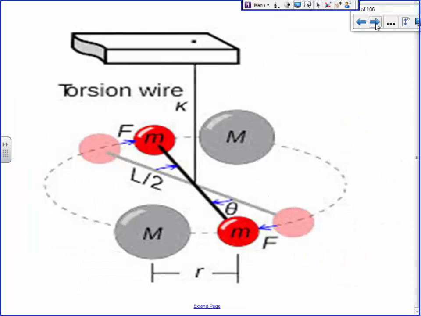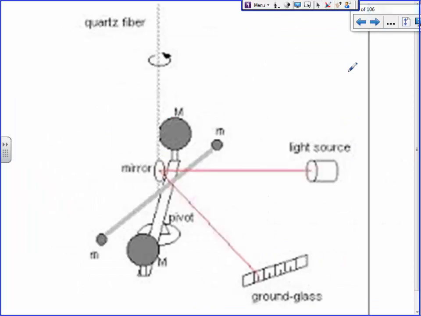Let me find a better picture. Not this one, this one. So this might be what we do nowadays. Hopefully you can kind of see the exact same sort of setup here. You've got two masses that are more or less maybe fixed. You've got these smaller masses right here, and eventually they're going to be attracted to each other, right? And what will happen is it'll twist just a little bit.